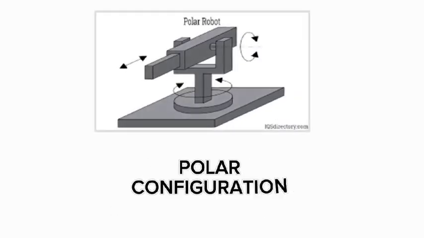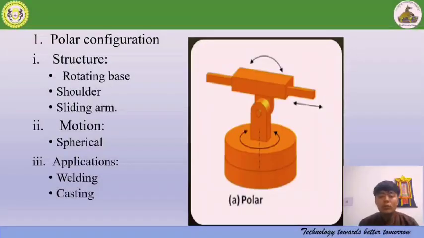Polar configuration. So to continue with the presentation, I would like to talk about the polar configuration. First of all, talking about its structure, the rotating base. The base of the robot can rotate around a central axis. This rotation allows the robot to cover a circular area around its base, providing a wide range of motion. And regarding the sliding shoulder, the shoulder connects the rotating base to the arm of the robot. It typically allows for up and down movement, similar to how a human shoulder works.